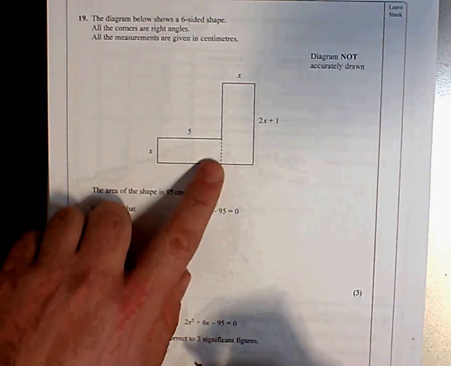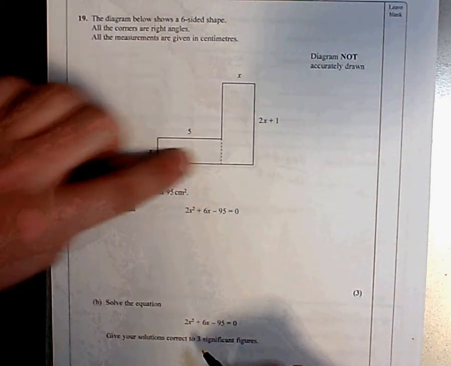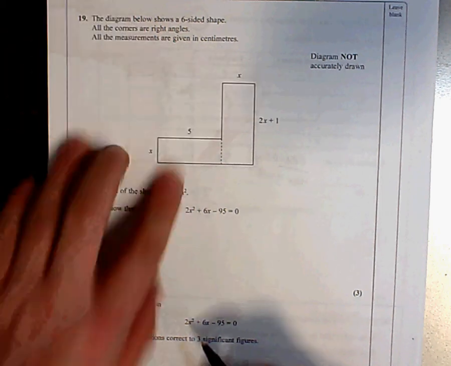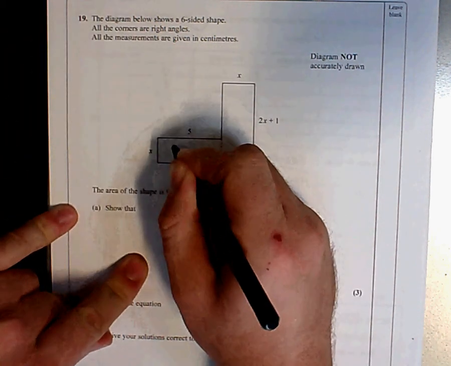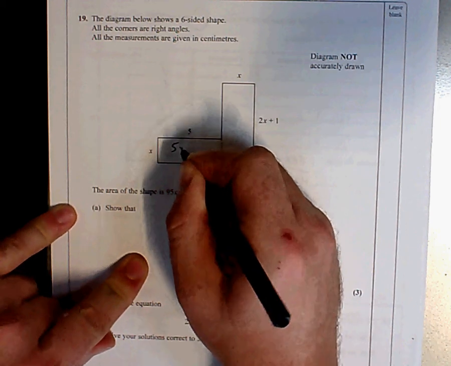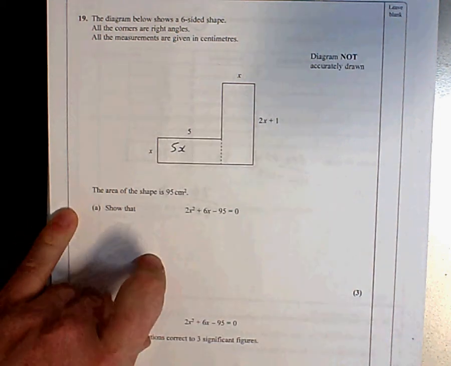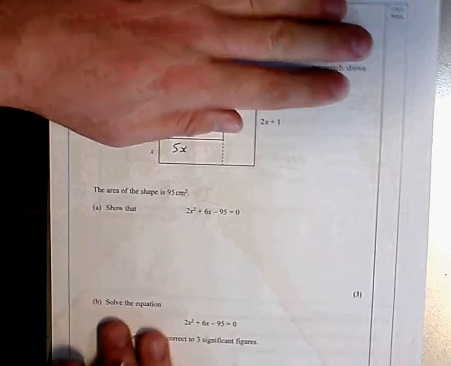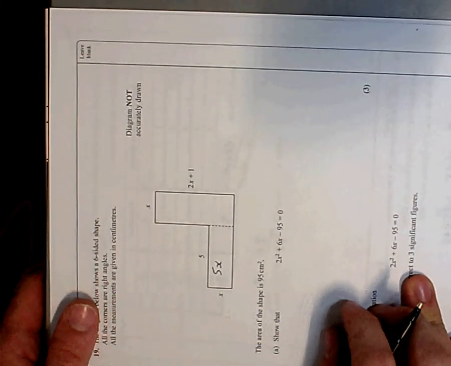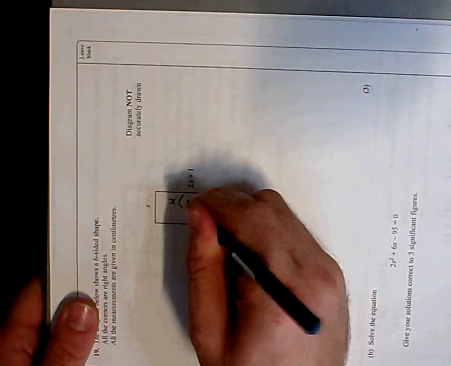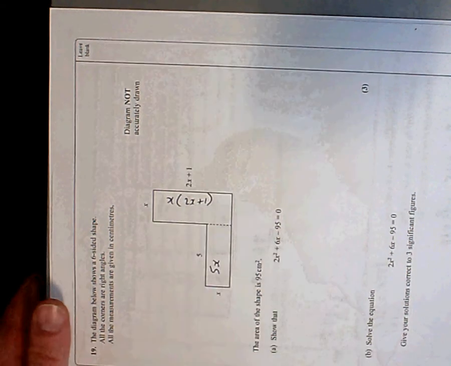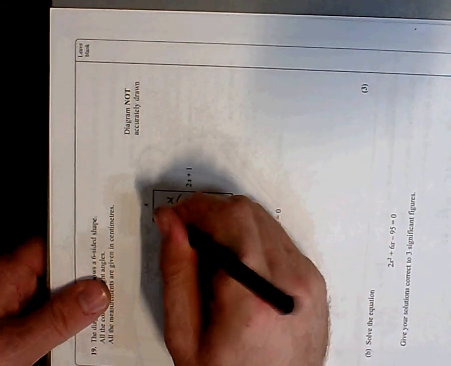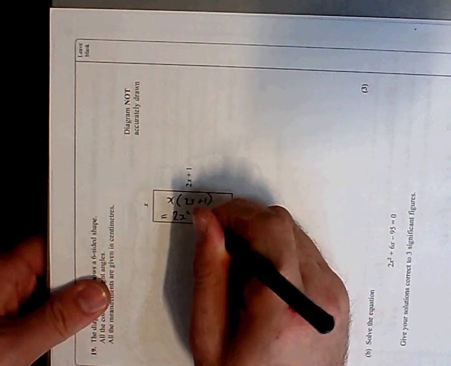If I find the area of different things, now I'll encourage you to actually write on here so you can get the grasp of it. If I find the area of this rectangle, it's length times width, so it's 5 times x, which is 5x. This one, I'm going to take it that way, because why not? It's going to be x times 2x plus 1. Okay, and you can represent it like that. If I expand that bracket, I'm going to have 2x squared plus x.